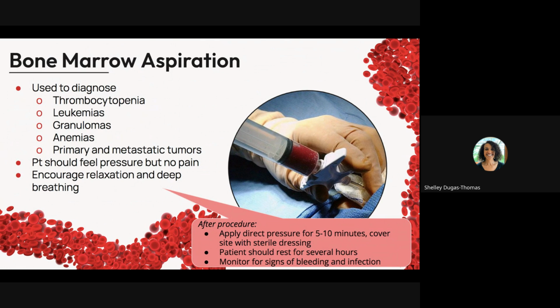So the nurse wants to make sure to apply direct pressure for 5 to 10 minutes and cover the site with a sterile dressing. Of course, you want to keep an eye on that to make sure there's no excessive bleeding. The patient should rest for several hours, and you should always monitor for bleeding and infection.